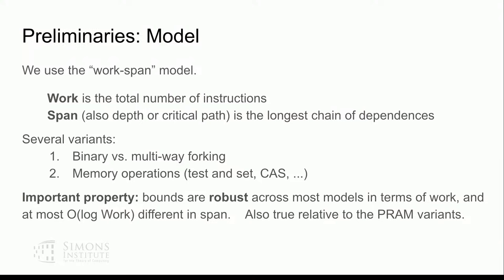A lot of work in parallel algorithms is done in this model nowadays. There are variants of these models. For example, when you're doing parallelism, you might have binary forking versus multi-way forking. There's also what kind of memory operations you have. It turns out that these differences really only make a logarithmic difference in the span and almost never make any difference in the work.